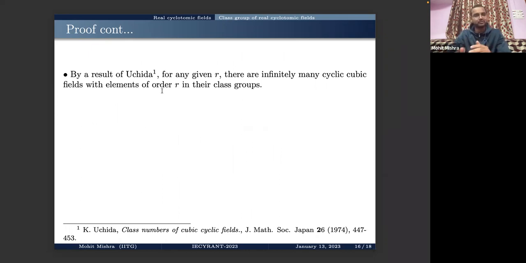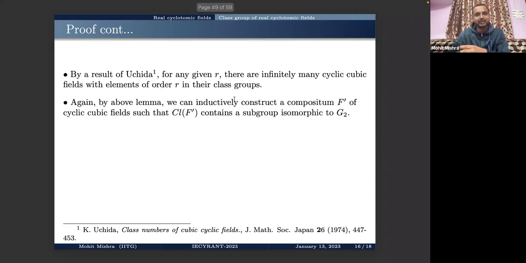Now, again, using the previous lemma, we take the compositum of such fields and we can construct a compositum F prime of cyclic cubic fields such that its class group contains G2 as a subgroup. Now, since this is a compositum of cyclic cubic fields, again, this is abelian over Q. We again appeal to the Kronecker-Weber theorem. It will be contained in some Q zeta n2. Now, again, we apply the proposition here. The degree of F prime over Q is some 3 to the power something.